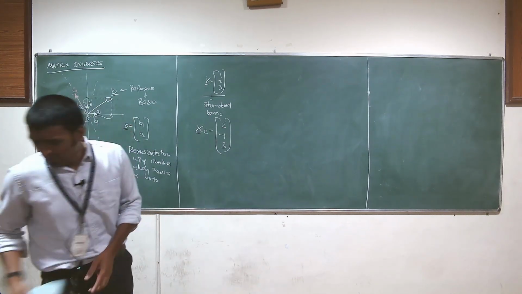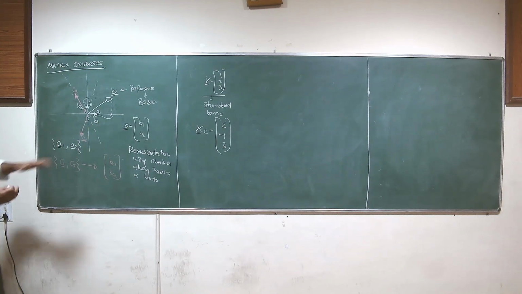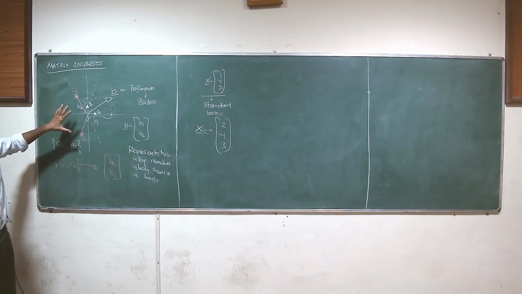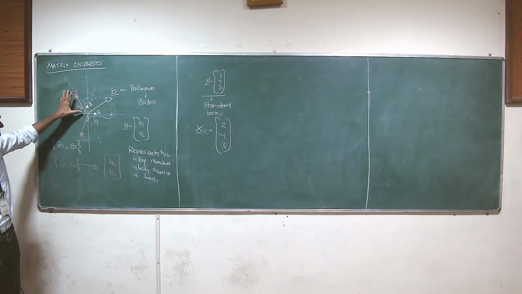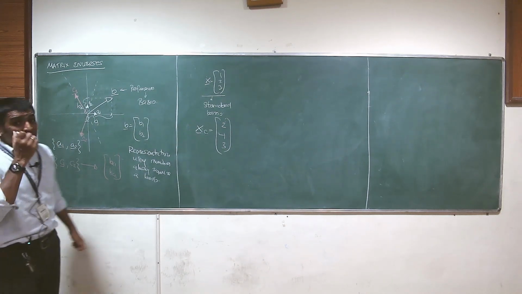Now if that is the case, if we had B and we had the vectors C1 and C2, and I asked you what is the representation of B in terms of C1 and C2, geometrically you know how to find out. How do we do it algebraically?